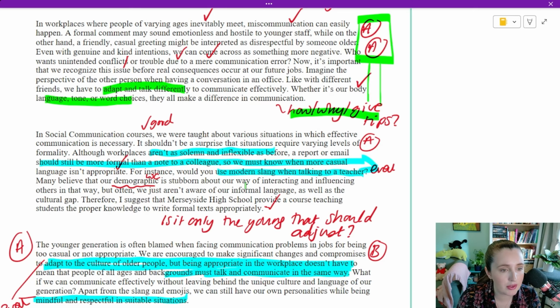So this idea of adapting your language. Formal here, informal here, recognise the context, that there is evaluation. So he's got some evaluation points.